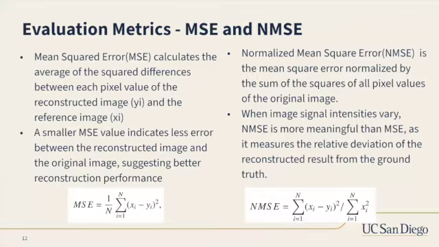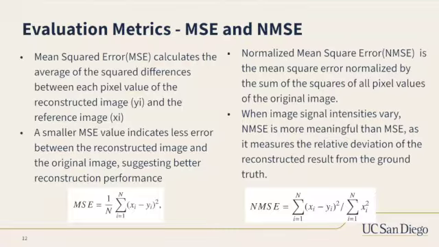The MSE measures the average squared difference between each pixel and the reference image. A lower MSE means less pixel-wise error. The NMSE is the error normalized by the energy of the original image. When the images have different intensity ranges, the NMSE is more meaningful because it measures the relative error.